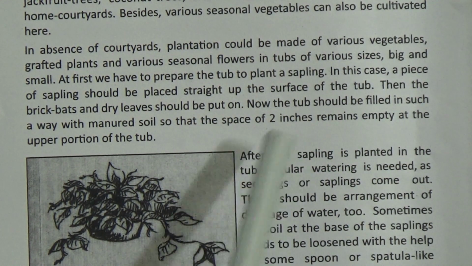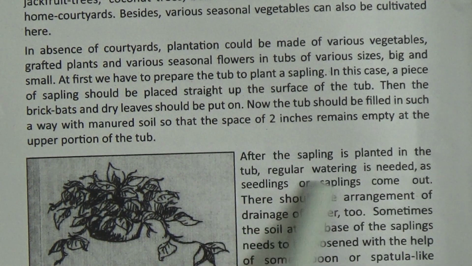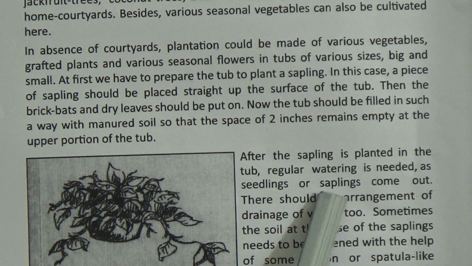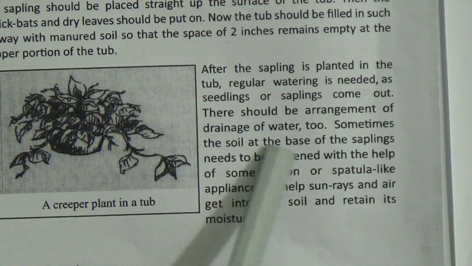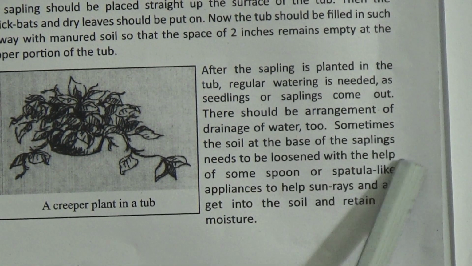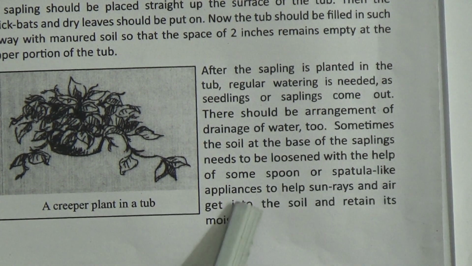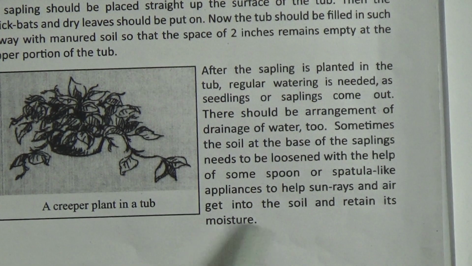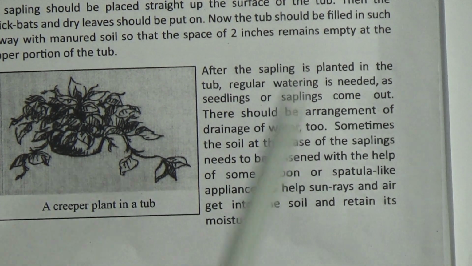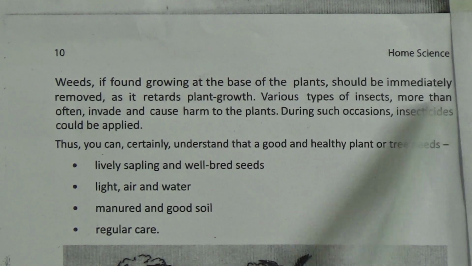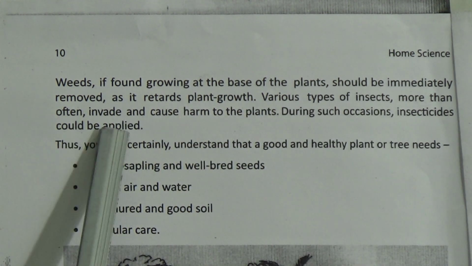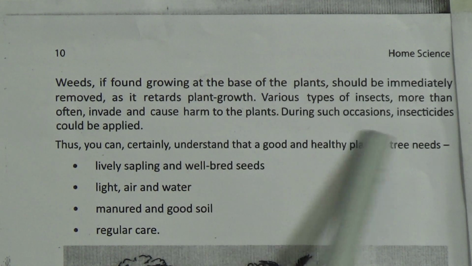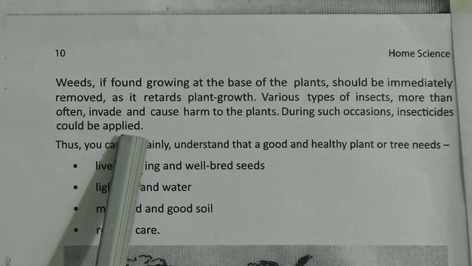After the sapling is planted in the tub, regular watering is needed as seedlings and saplings come out. There should be an arrangement for drainage of water too. Sometimes the soil at the base of the saplings needs to be loosened with the help of a spoon or spatula-like appliances to help sun rays or air get into the soil and retain its moisture. Weeds, if found growing at the base of the plants, should be immediately removed as they retard plant growth. Various types of insects more often than not invade and cause harm to the plants. During such occasions, insecticides should be applied.